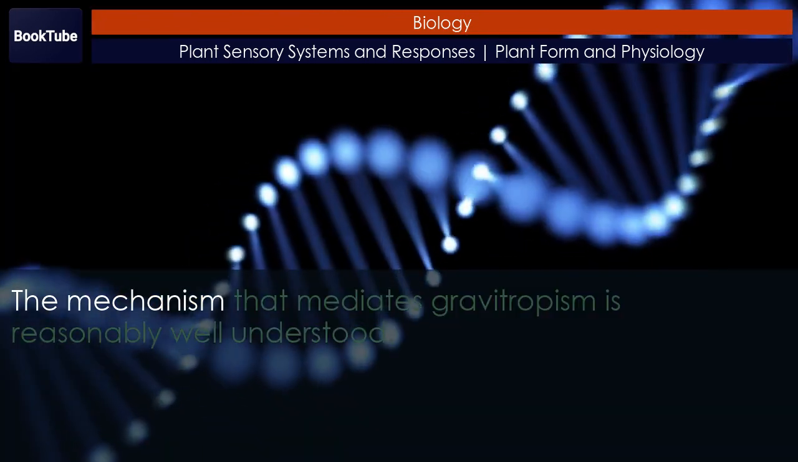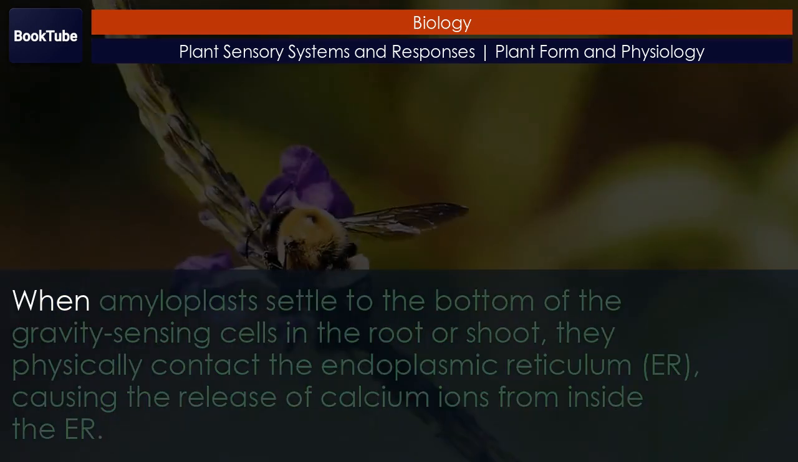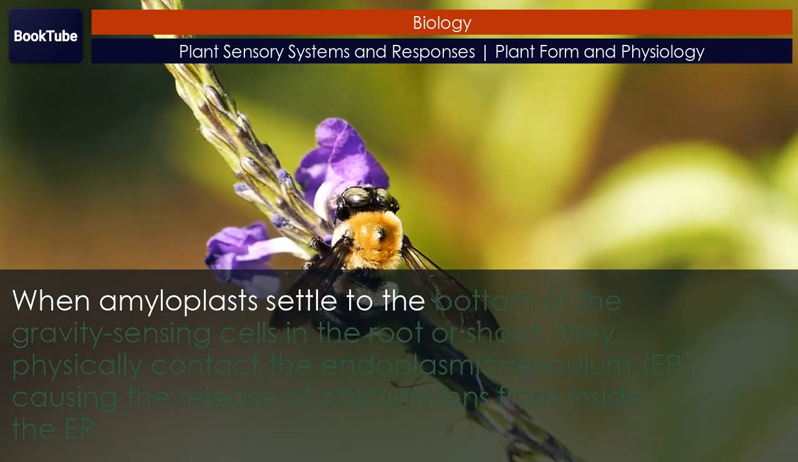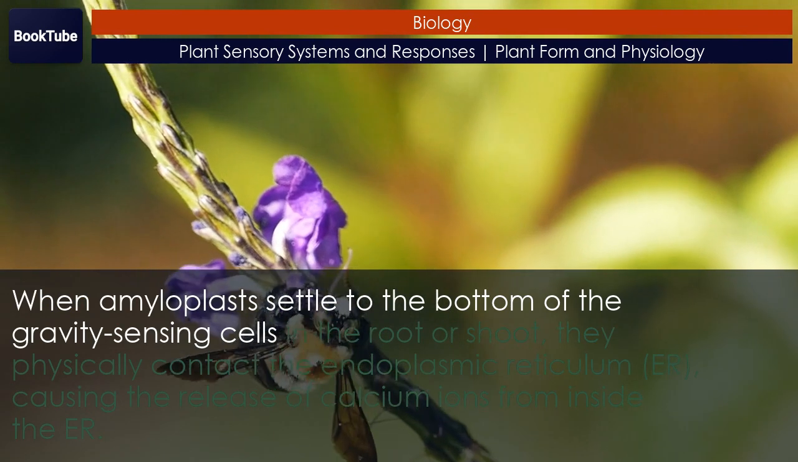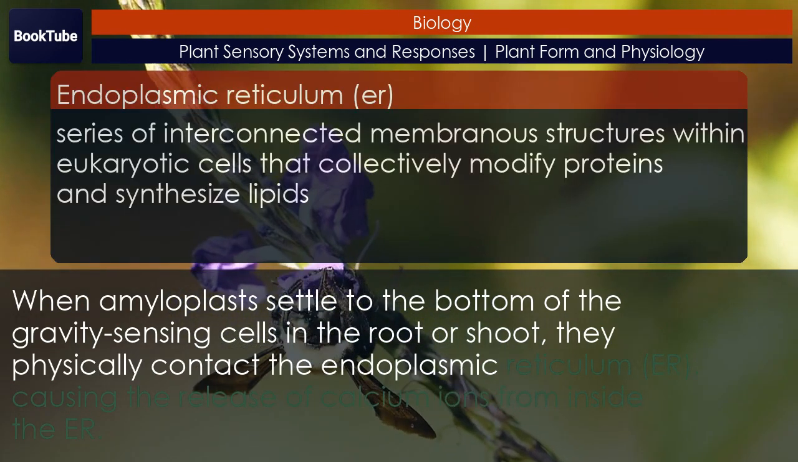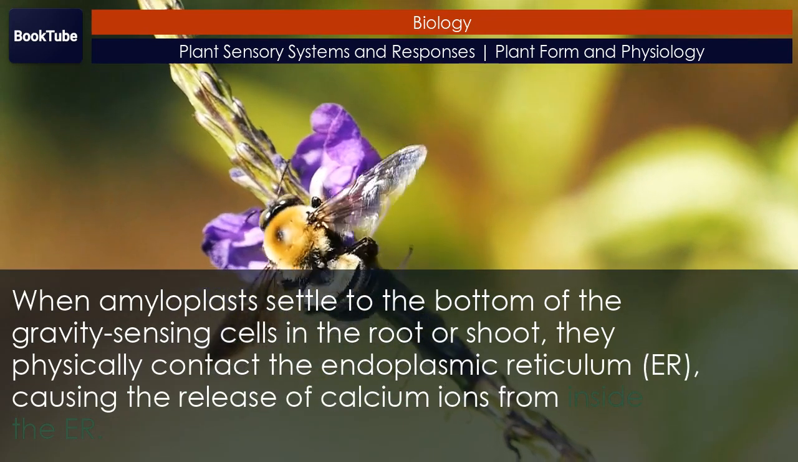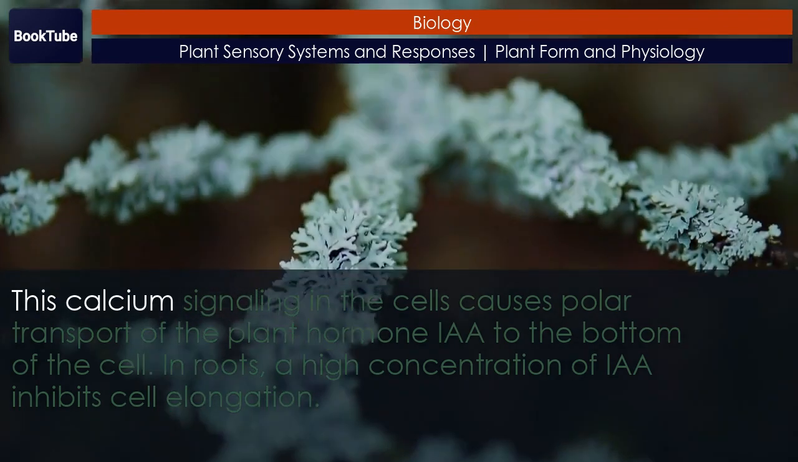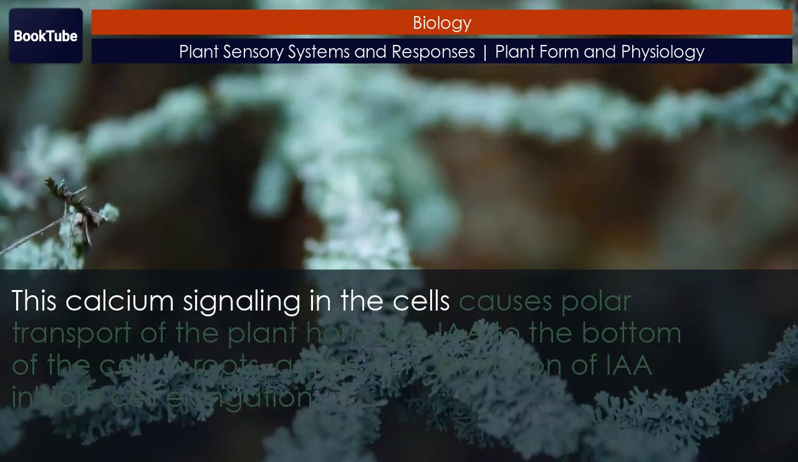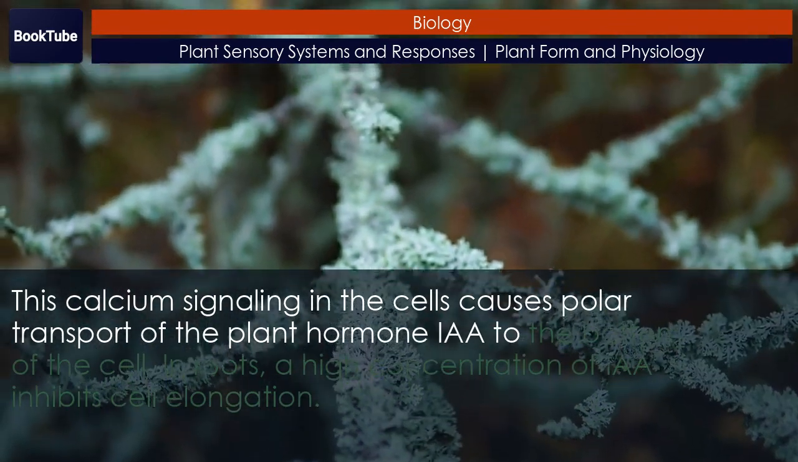The mechanism that mediates gravitropism is reasonably well understood. When amyloplasts settle to the bottom of the gravity-sensing cells in the root or shoot, they physically contact the endoplasmic reticulum, causing the release of calcium ions from inside the ER. This calcium signaling in the cells causes polar transport of the plant hormone IAA to the bottom of the cell.